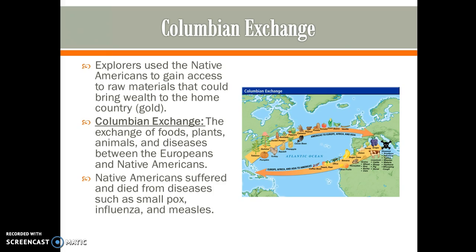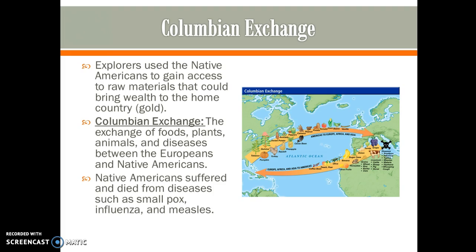Okay, the Columbian Exchange is established after Christopher Columbus and the Spanish established colonies mainly in the Bahamas and Cuba area. Okay. And he calls this area India because he believed that he had traveled to India. So the Columbian Exchange is the exchange of foods, plants, animals, and diseases between the Europeans and Native Americans.